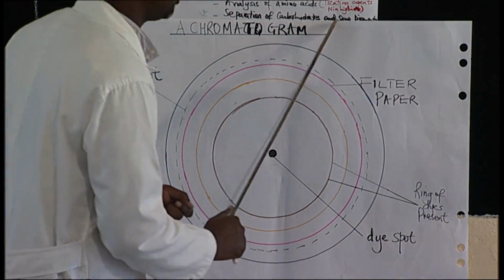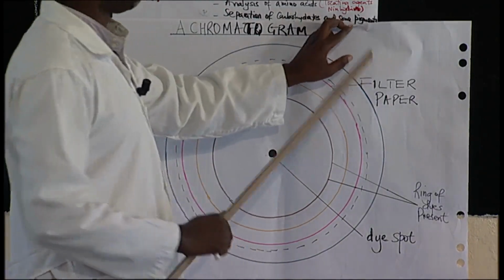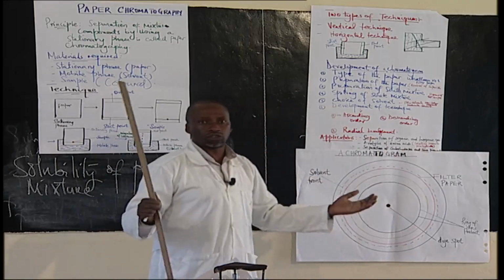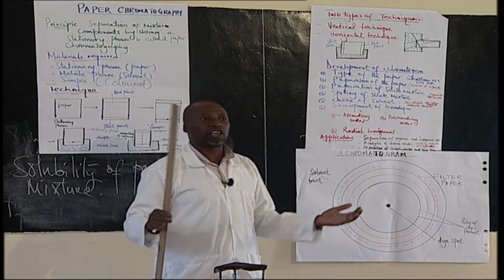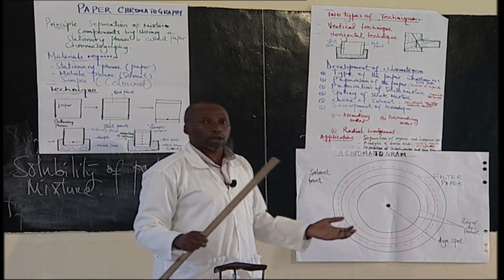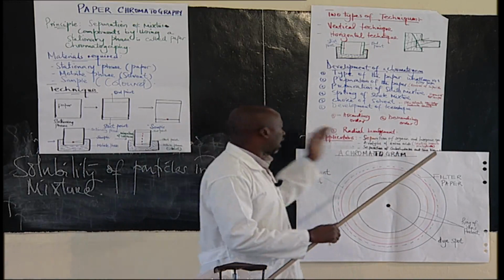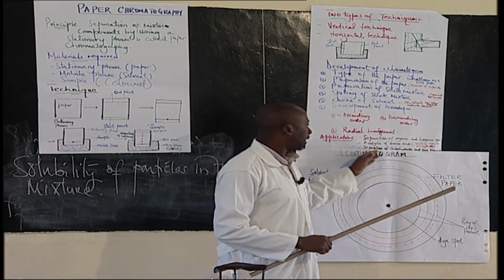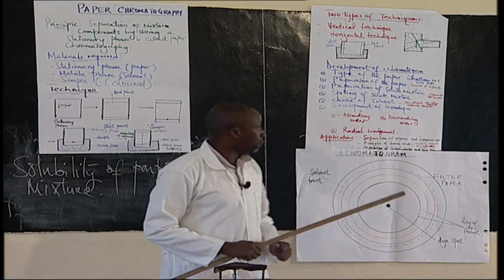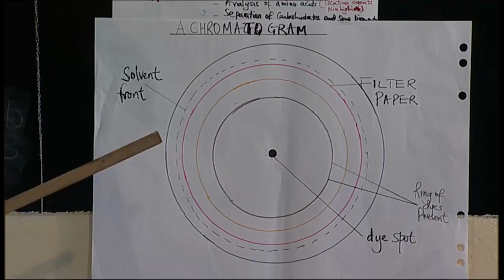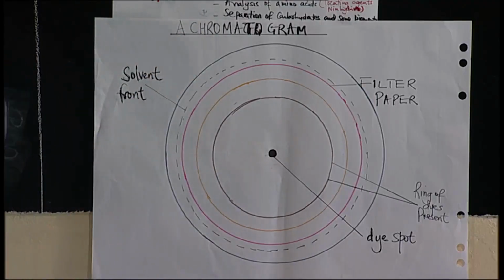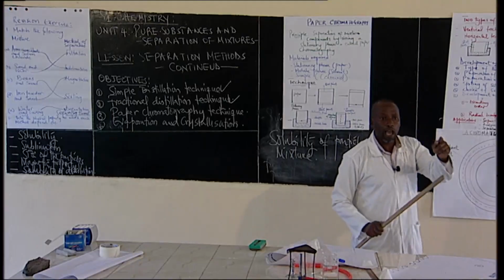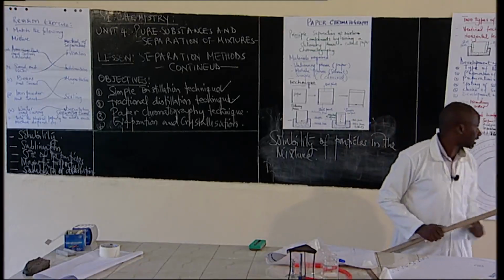Separation of carbohydrates and some pigments, colored materials. The chlorophyll within the leaves, the colors within the flowers can also be separated by this paper chromatography. So we've not been able to look at the evaporation and crystallization, but that is the one that we'll have to start with in the next lesson.